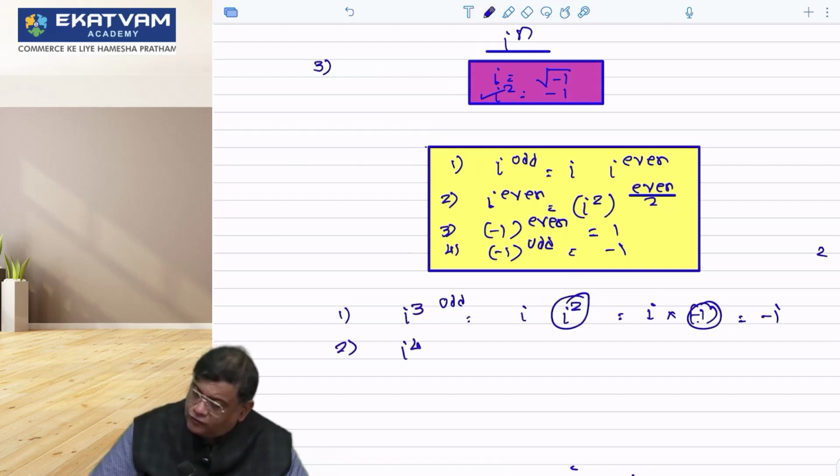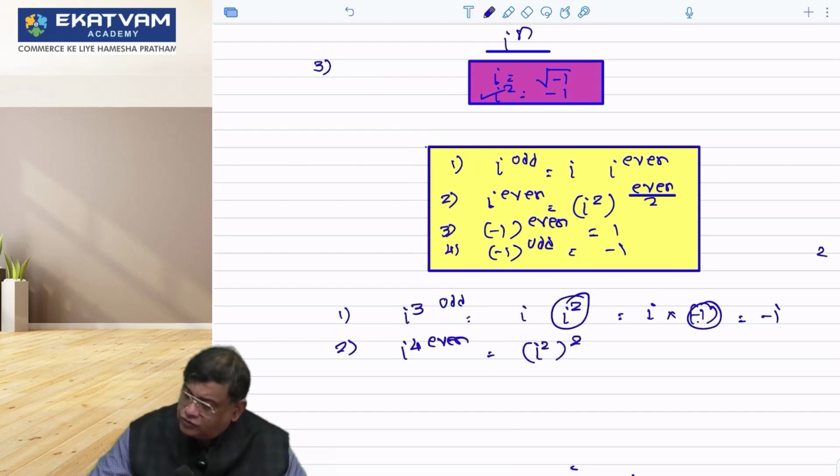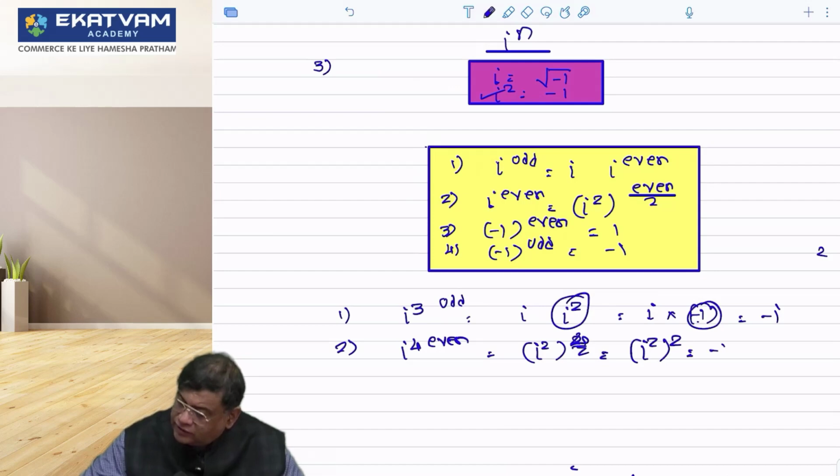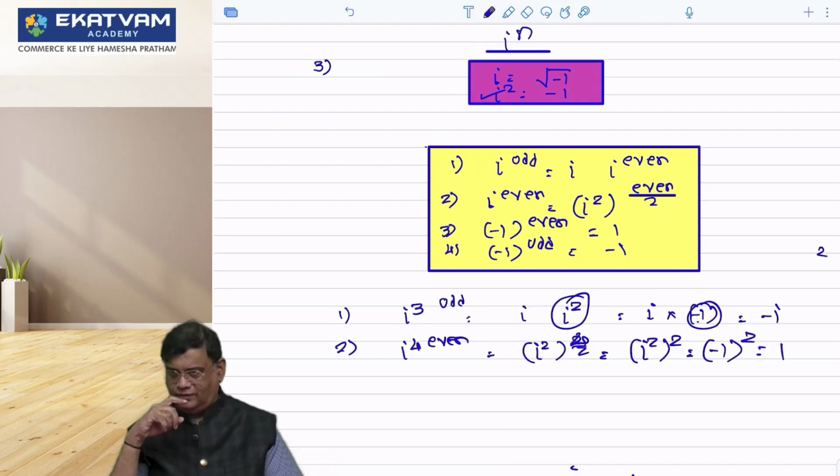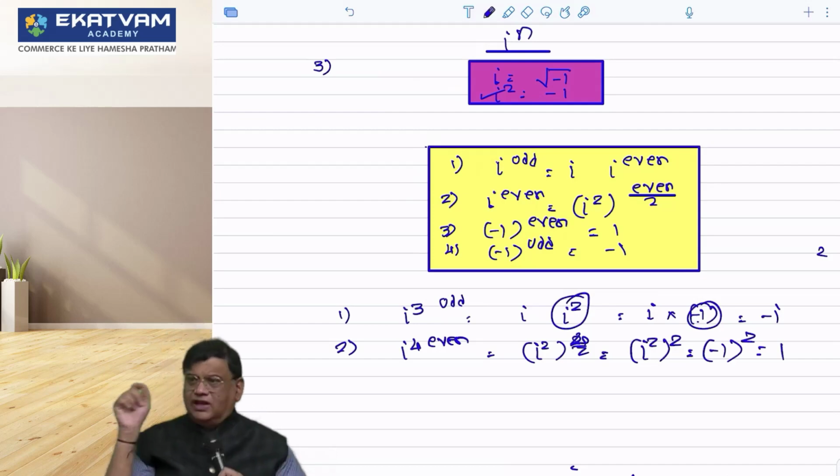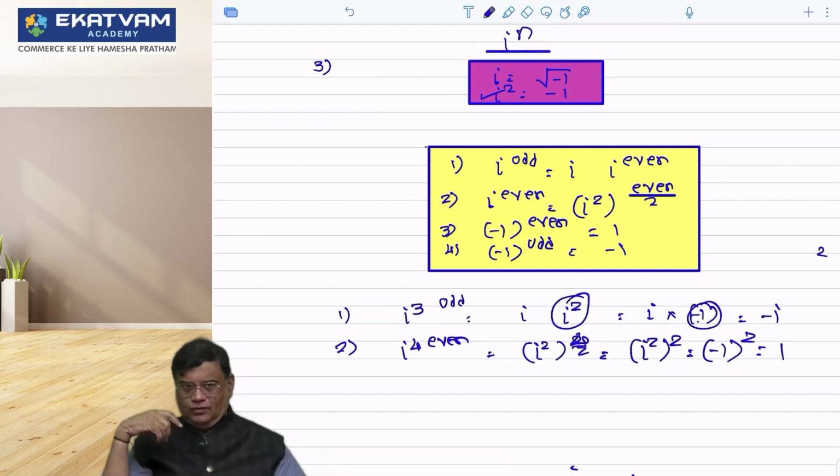i raised to 4. Now 4 is an even number, right? So you will write this as i square raised to 4 by 2. Write it like this, 4 by 2. That means i square raised to 2, which means (-1) square. But (-1) square is 1.